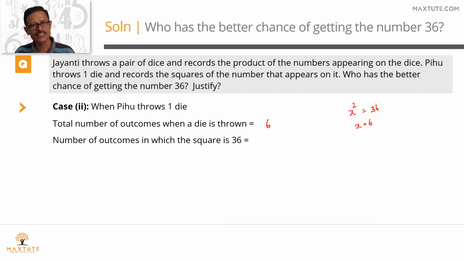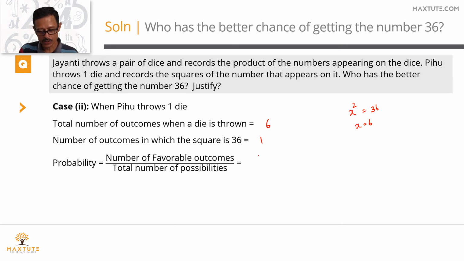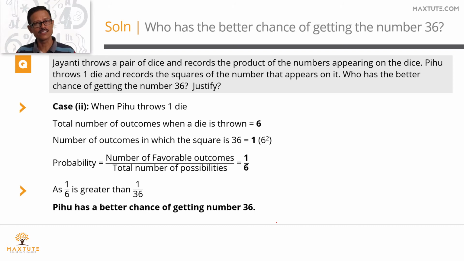In how many outcomes will she get a 6 when a die is thrown? She is going to get a 6 in only one outcome. So number of favorable outcomes is 1. Total number of outcomes is 6. Required probability for Pihu is equal to 1 by 6. So for Pihu, the probability is 1 by 6. For Jayanti, we computed the probability to be equal to 1 upon 36. 1 upon 6 is obviously greater than 1 upon 36. So Pihu has a greater chance of getting a 36.